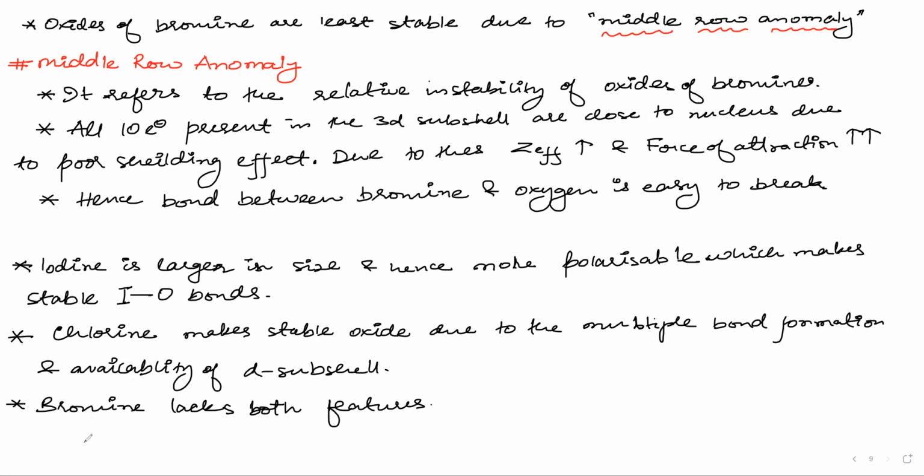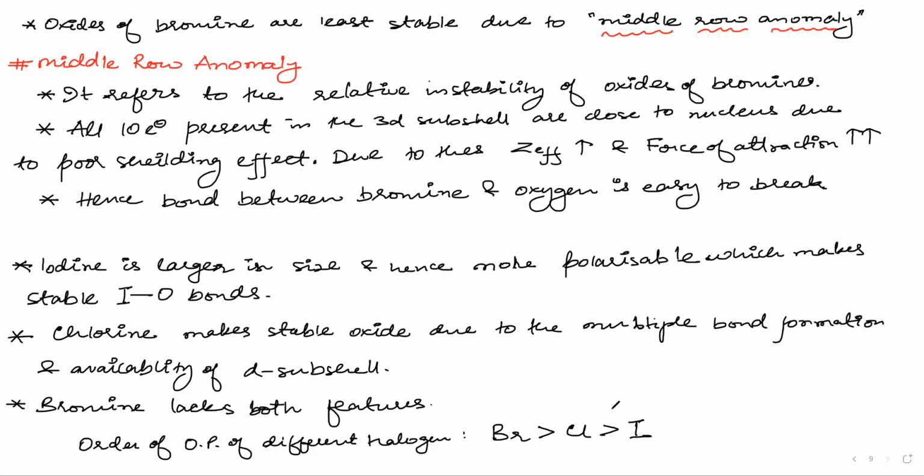Now the order of oxidizing power of different halogens. Br will be the most reactive, then you will have chlorine, then you will have iodine. Because iodine is more polarizable, the bond between iodine and oxygen is more covalent in nature, due to the polarizability of iodine.